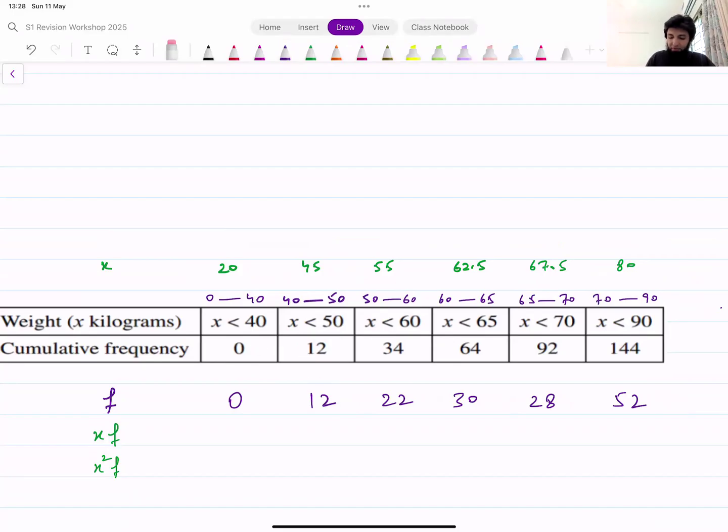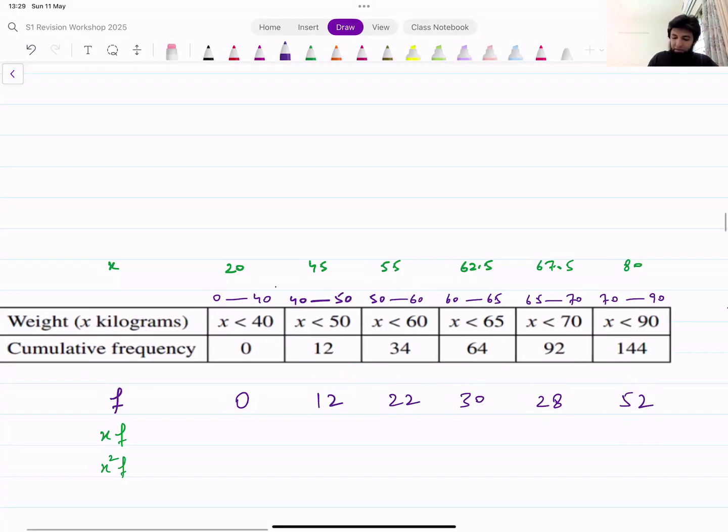And then similarly for the next values, if less than 60, you've got 34 values in total. Less than 50 were 12 values. How many do you have from 50 to 60? That's only 22. You basically find the difference, 34 minus 12. So it's the opposite of cumulative frequency curve. We are doing the opposite. So we'll subtract these values like this. 34 minus 12, that gives us 22. 64 minus 34, that gives us 30. 92 minus 64, that's 28. 144 minus 92, that gives you 52. And this way you find your standard table.